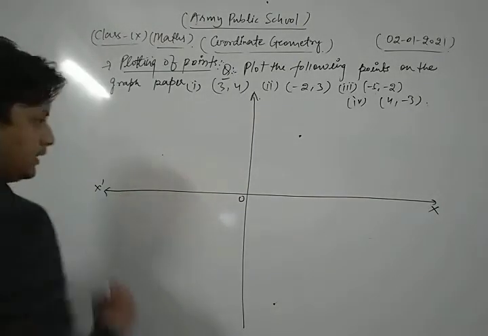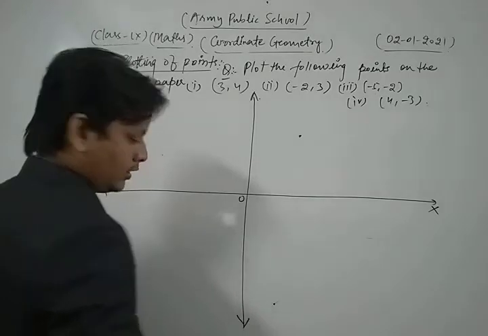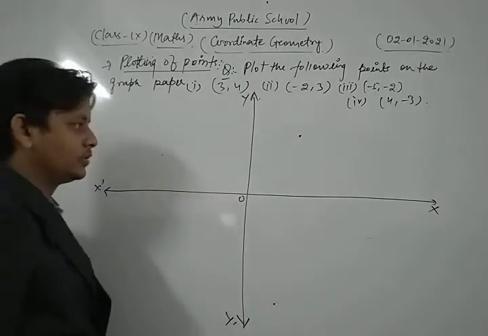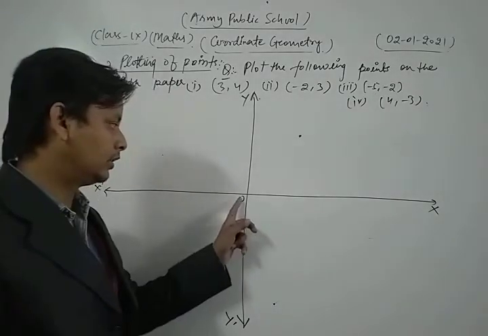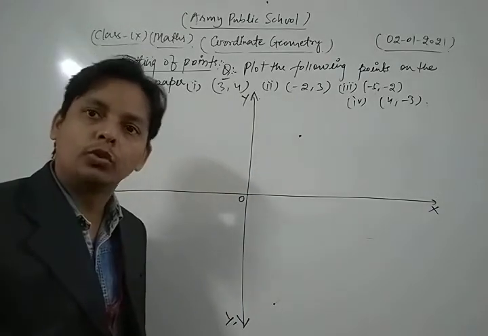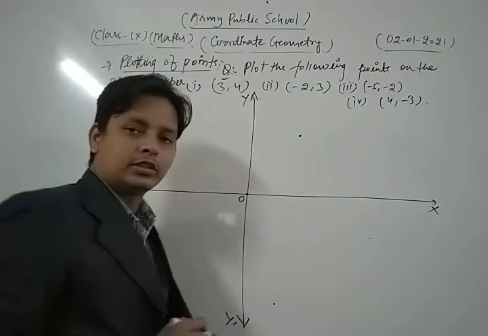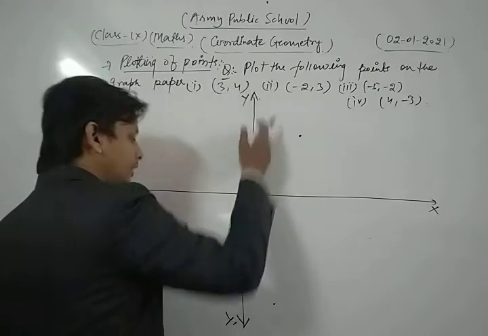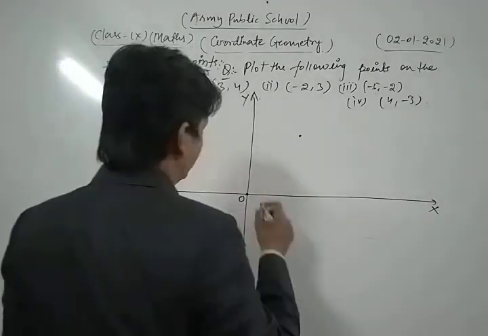named x-axis, x dash is known as x-axis. Okay, dear friends, and y dash is known as the y-axis, and the point of intersection of both the axes is known as the origin. At that point, both abscissa and ordinate are equal to 0. This is the positive direction of x, this is negative of x, this is positive of y, this is negative of y.